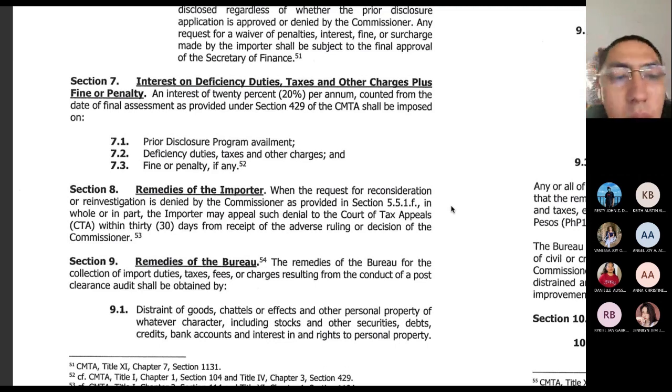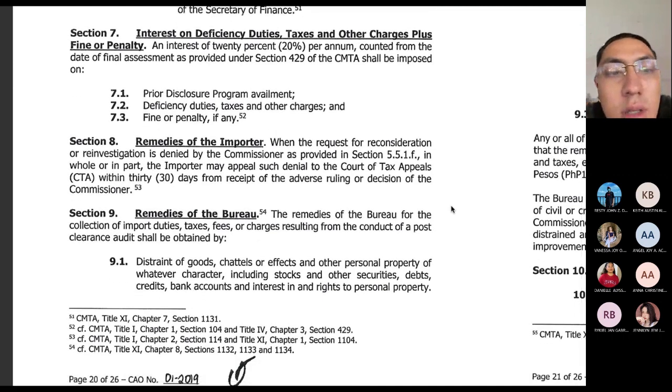Section 8. Remedies of the importer. When the request for reconsideration or the investigation is denied by the Commissioner as provided in Section 5.5.1, in whole or in part, the importer may appeal such denial to the Court of Tax Appeals within 30 days from the receipt of the adverse ruling or decision of the Commissioner.